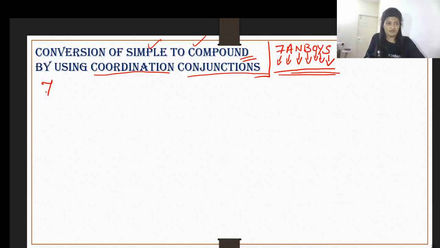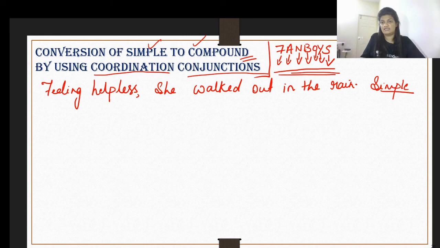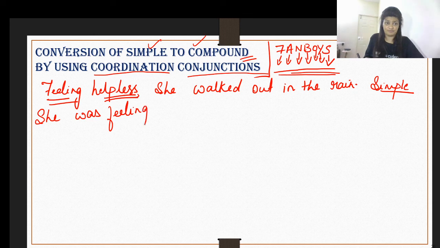Number one, let us take this same example. Feeling helpless, she walked out in the rain. This is our simple statement, right? We have our phrase, feeling helpless. I told you this is our participle phrase. Now this needs to be converted into a clause. How would you do that? Let us say, she was feeling helpless.